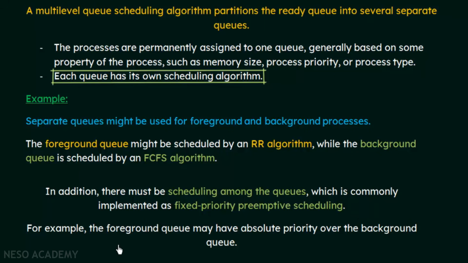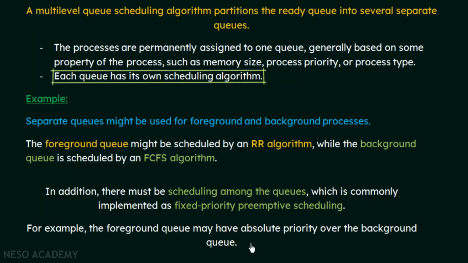So for example, the foreground queue may have absolute priority over the background queue. We have already discussed this. We have said that the foreground queue has the higher priority as compared to the background queue. So if some background processes are executing in the background queue, and if a foreground process arrives, then what will happen? A foreground queue is formed, and the process that is executing in the background queue will be preempted because a new queue has arrived with higher priority than that of the background queue.